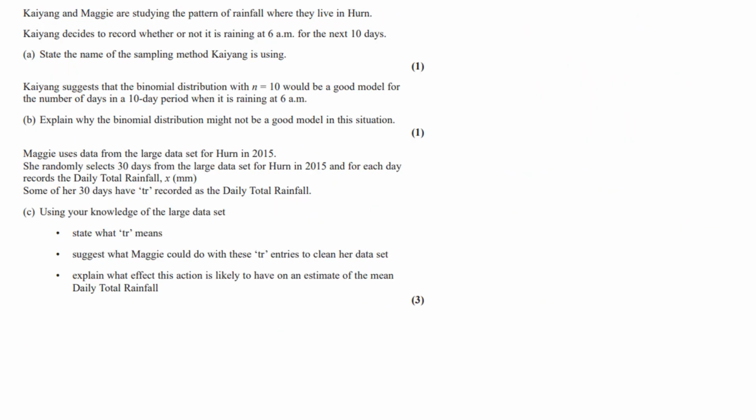Next, I've got another question that involves the large data set from Edexcel. We've got Kyang and Maggie. They're studying the pattern of rainfall and they live in Herne, one of the places where there's the weather station. Kyang decides to record whether or not it's raining at 6 a.m. for the next 10 days. State the method of sampling. Well, this is going to be opportunity sampling because she is recording the rainfall at the same time every day.